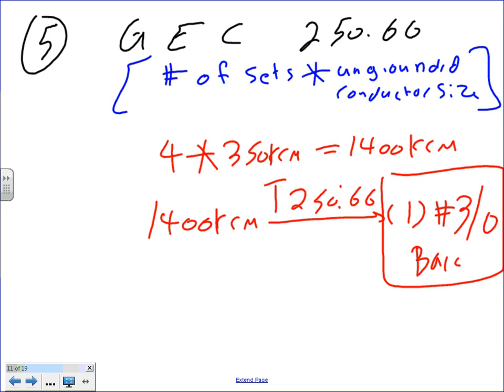3/0. Can we go higher than 3/0? That's the largest that we can get. Any questions, guys, about the rule? If you go to under Table 250.66, that rule is right under the table.